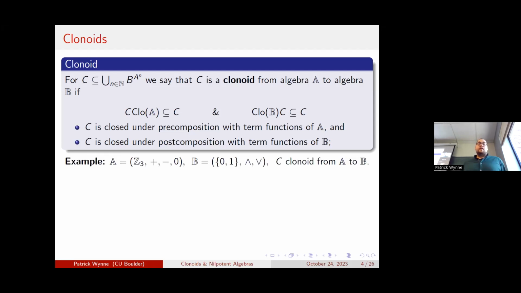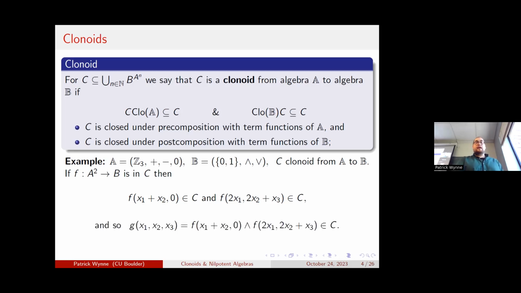For example, if we have the abelian group Z_3 as our A, and B is the two-element lattice, and C is a clonoid from A to B, well, if we have a binary function from A squared into B in our clonoid, then we can form a new function by first precomposing with some term operation of A, just this linear combination, and maybe here a constant 0, and here similarly a linear combination in both coordinates. Now these new functions are both inside of our clonoid C, and also we can operate with operations of B after we map into B. So if we then take the join of these two functions, we get a new function that still remains in our clonoid.